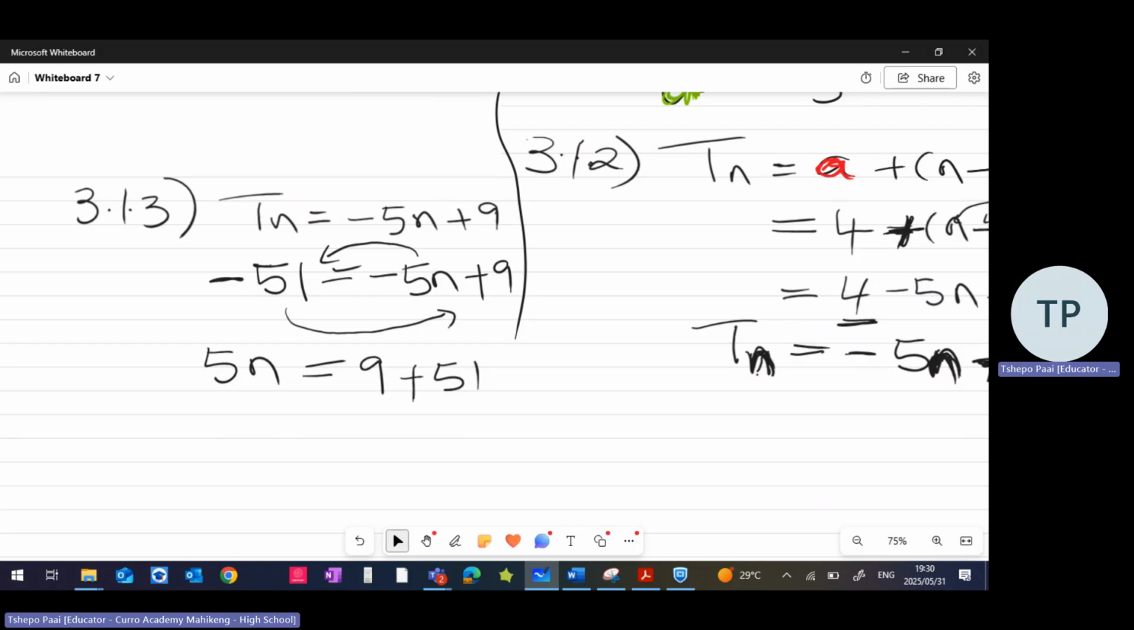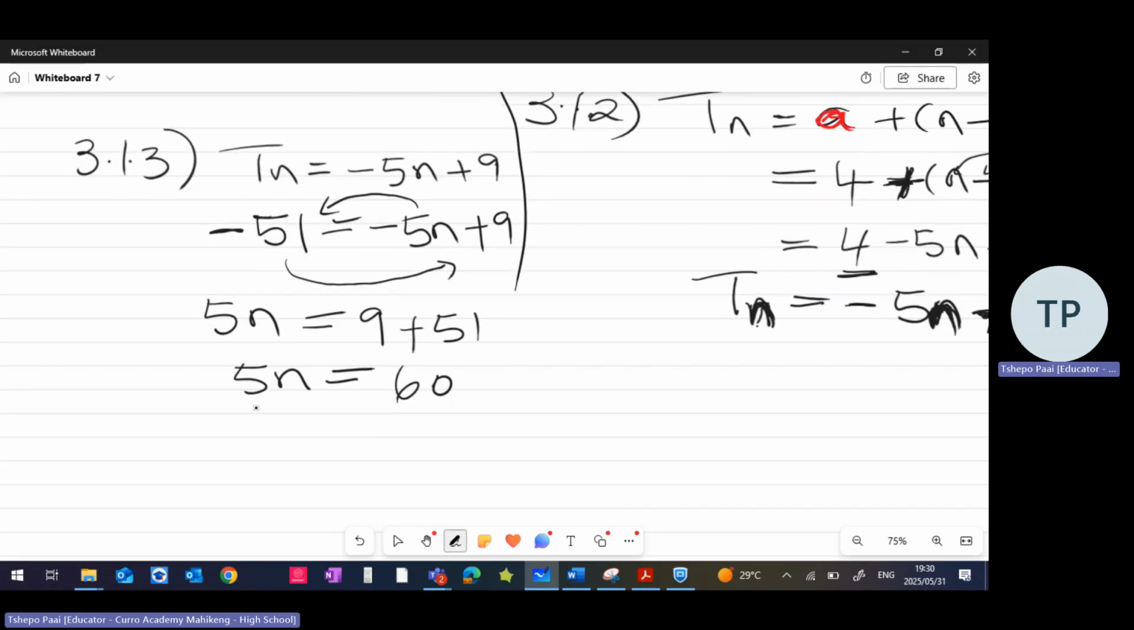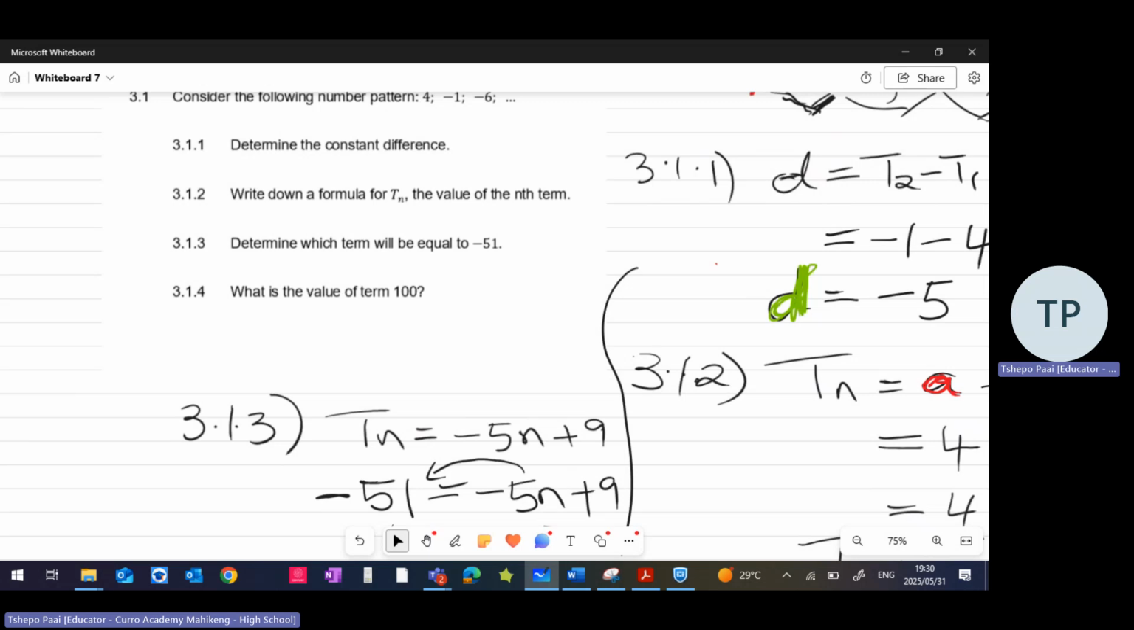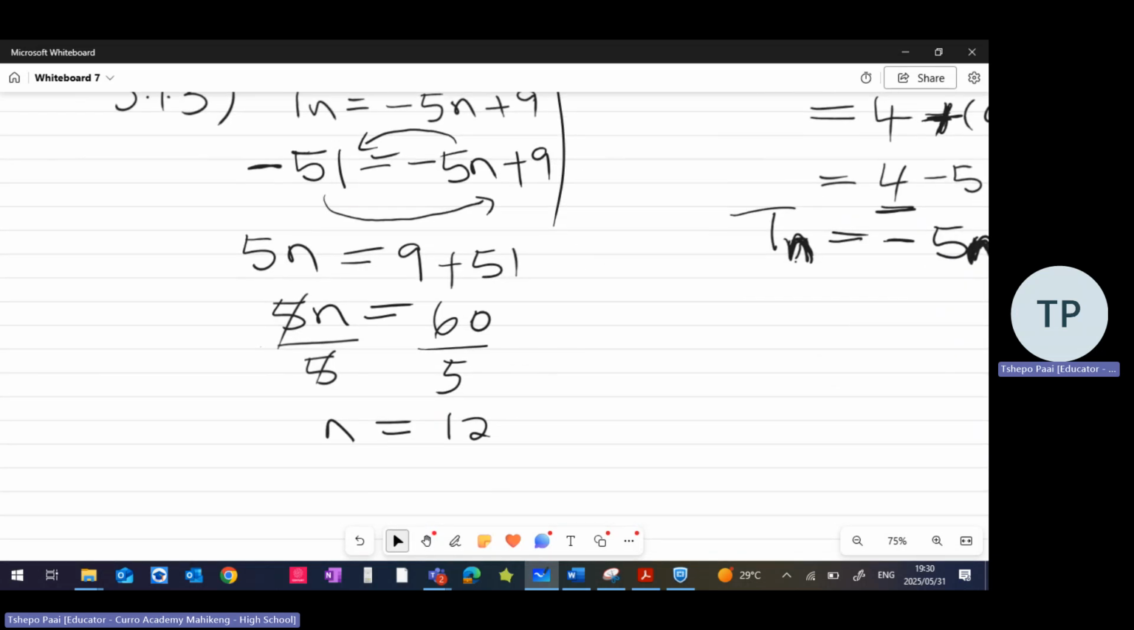Now, let's see. We have 5n being equal to 9 plus 51. What do we get? We get 60. Dividing, we want to remain with n, so we divide by 5. n will then be equal to 60 divided by 5, which gives me 12. So what it means, let us go back to the question. They are saying determine which term will be equal to minus 51. Meaning term number 12 is the one that is going to be minus 51.